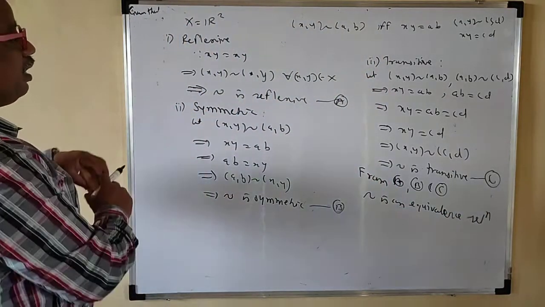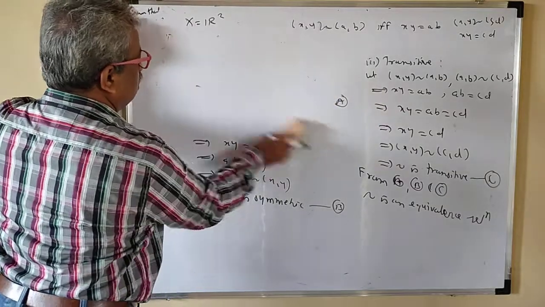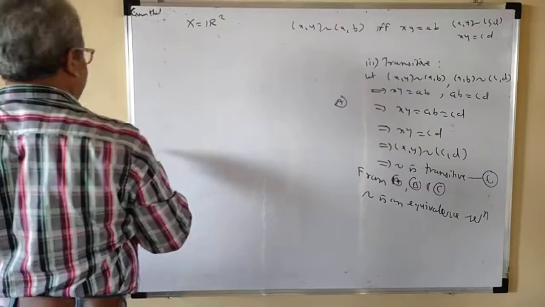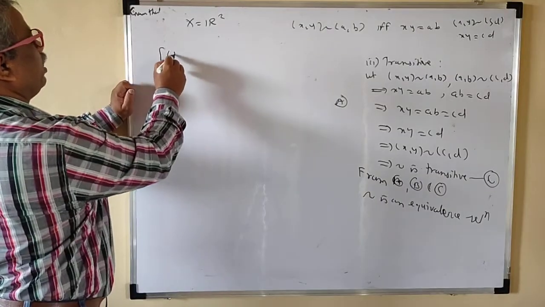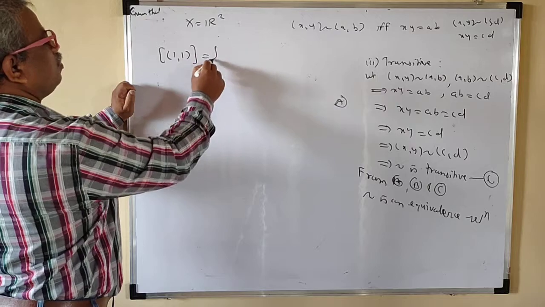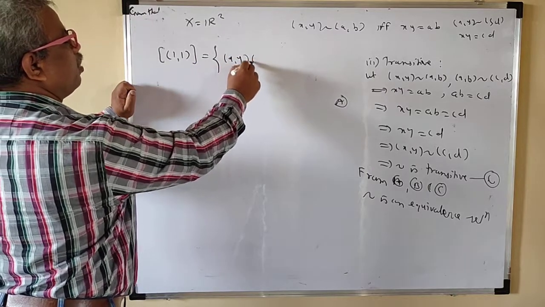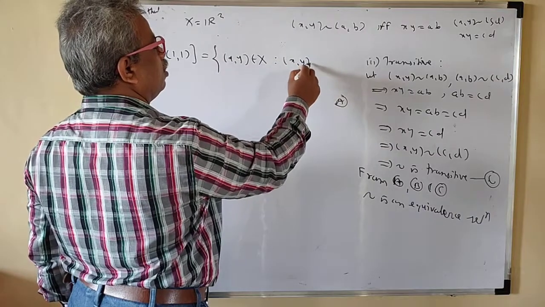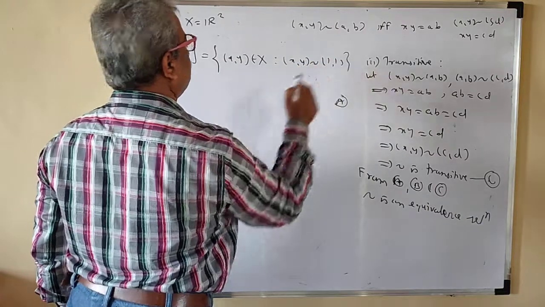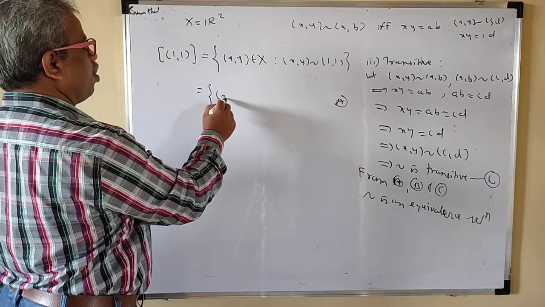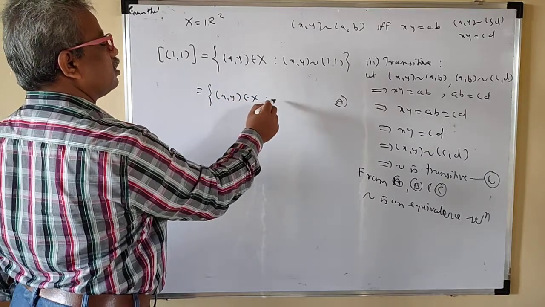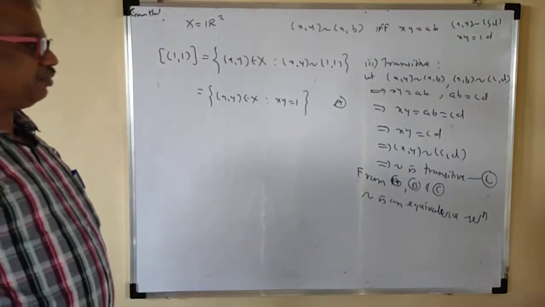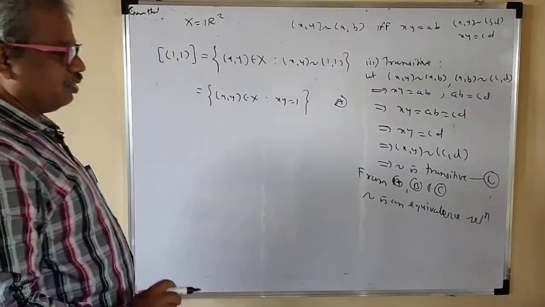And you want to find the equivalence class of (1,1). You know that the equivalence class of (1,1) is denoted like this. This means the set of all ordered pairs (x,y) belonging to X such that (x,y) is related to (1,1). So the set of all (x,y) belonging to X such that xy is equal to 1. This will be your equivalence class.